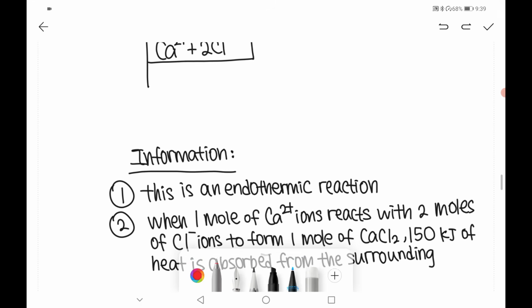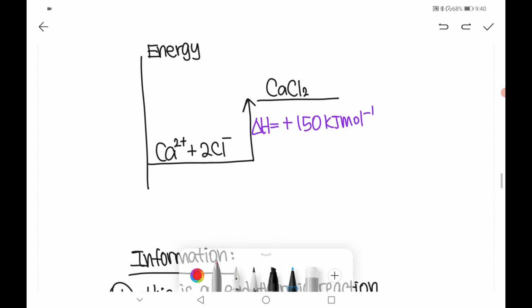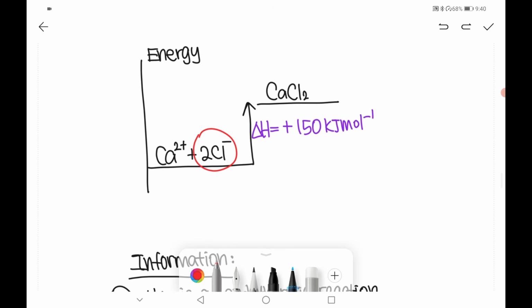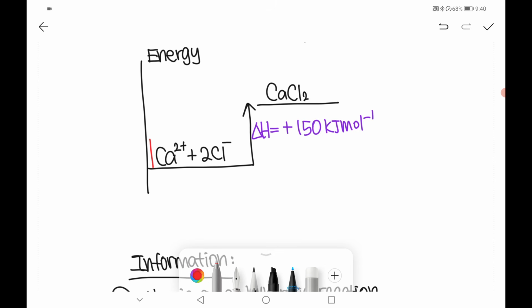Number two, we need to mention what this reaction is all about. So we have 1 mole of Ca2+. Since Ca2+ has a charge, you must put the word ion. So 1 mole of Ca2+ ion reacts with 2 moles of Cl- ions. So you see, you have 1 mole of Ca2+ ion reacting with 2 moles of Cl- ion.